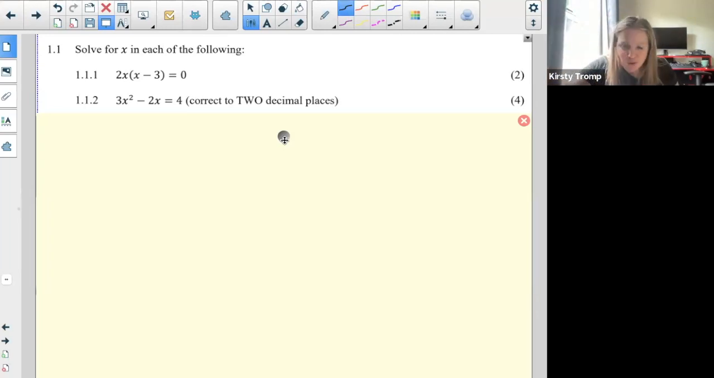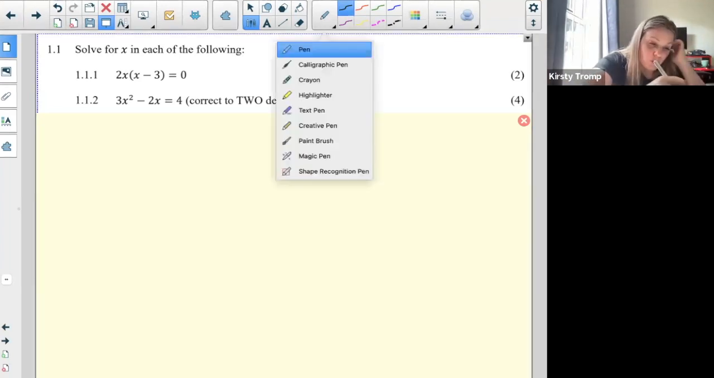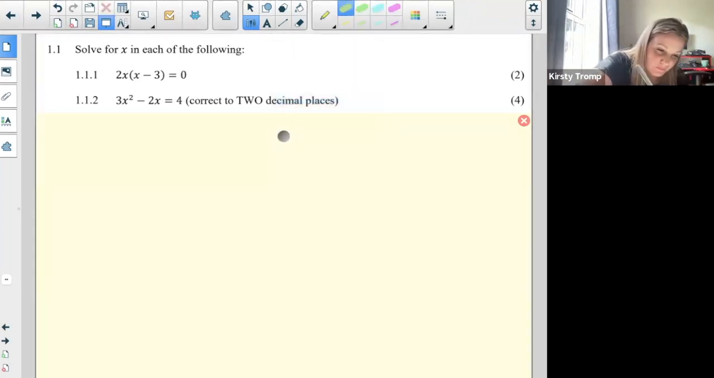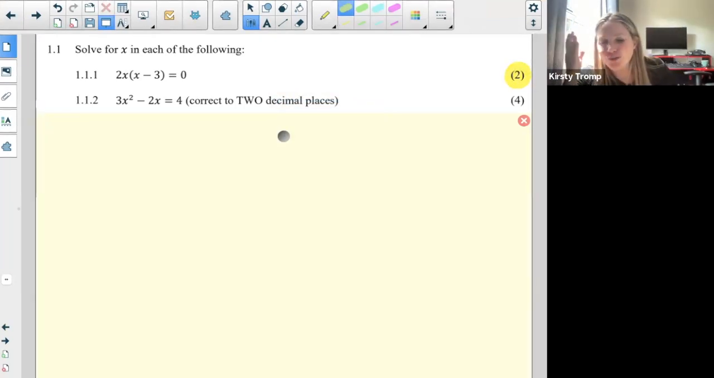Okay. Also, all right, look at your mark allocation. For number 1, here, you've got 2 marks. Are they going to ask for a quadratic formula if they're giving you 2 marks? No. So that is how you can identify what they're looking for in these questions.